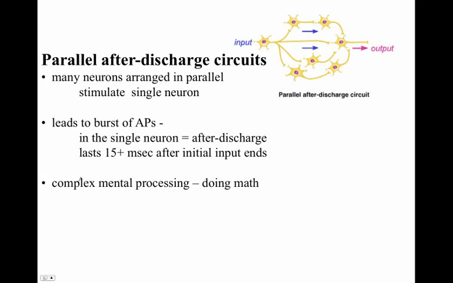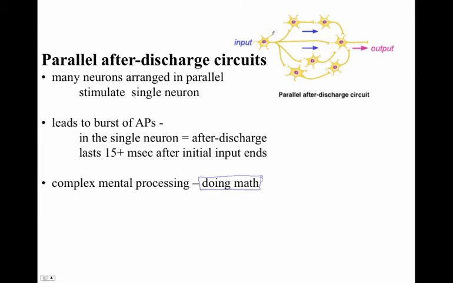The parallel after-discharge circuits then are many neurons arranged in parallel that stimulate a single neuron for output. This can lead to a burst of action potentials in the single neuron after discharge that can last 15 plus milliseconds after the initial input ends. What this is important for would be some of our complex mental processing. Say, for instance, doing math.